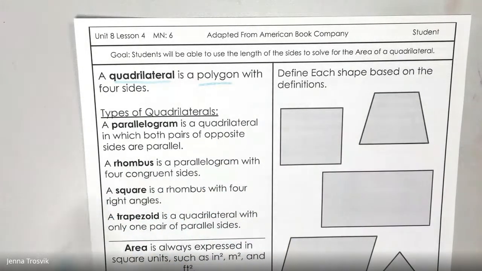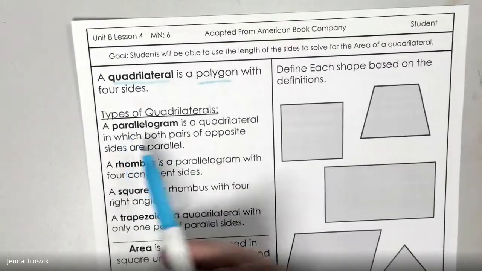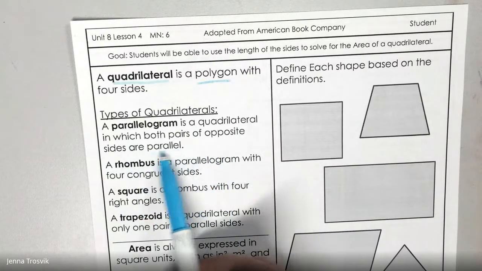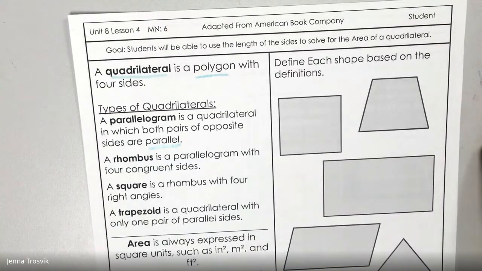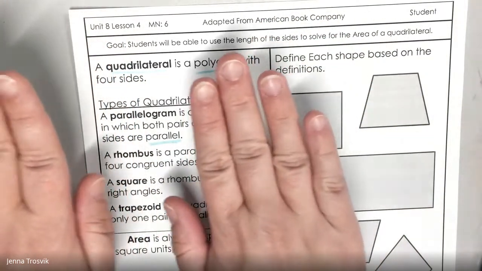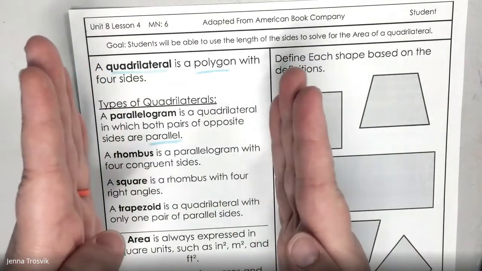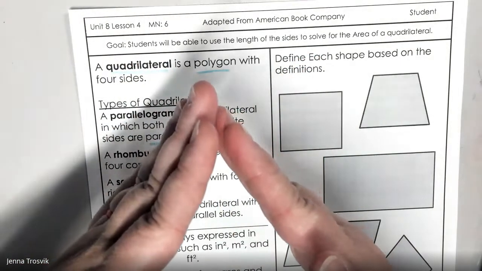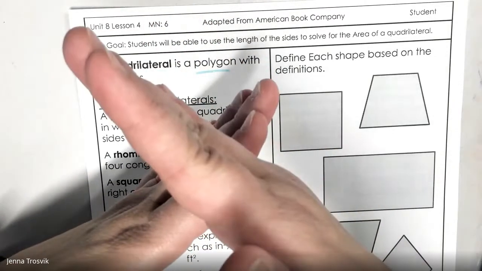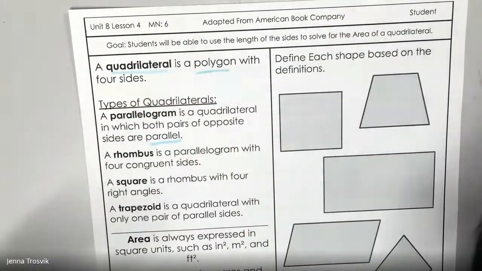Types of quadrilaterals we've talked about in the past are parallelograms. A parallelogram is a quadrilateral in which both pairs of opposite sides are parallel. Remember, parallel lines will never cross. So parallel lines, if I were to extend laser beams from my hands straight out, they would never ever cross each other. If they weren't parallel, they would eventually cross each other if I were to extend my laser beams out. So parallel lines will never, ever cross each other.